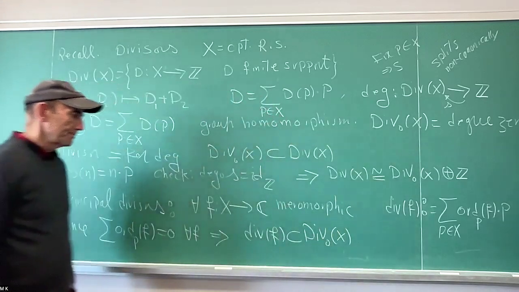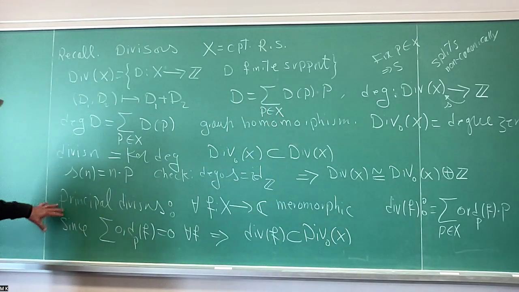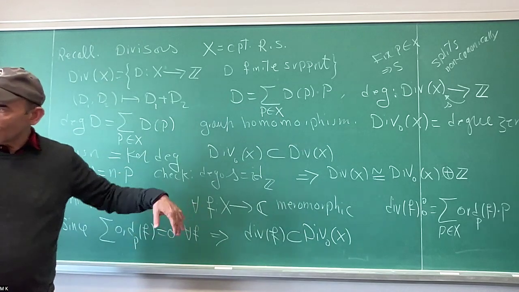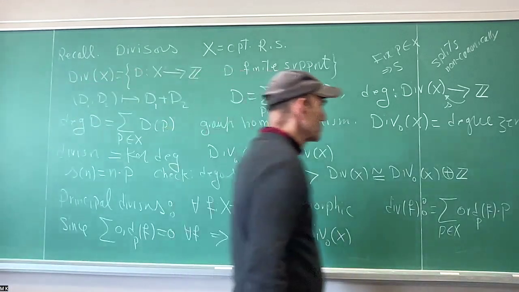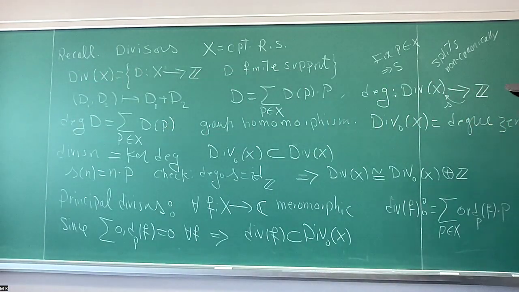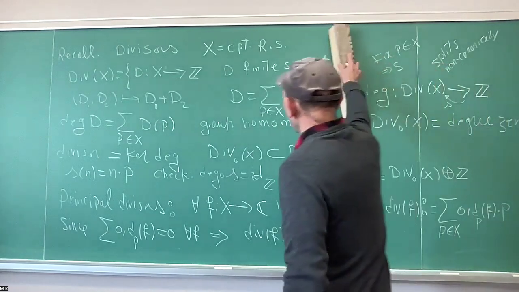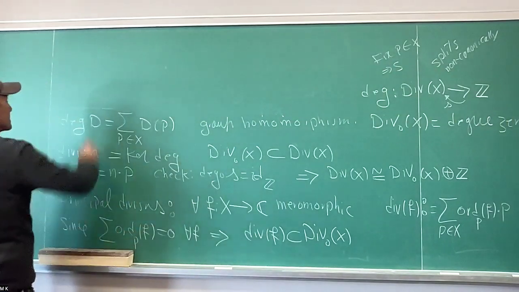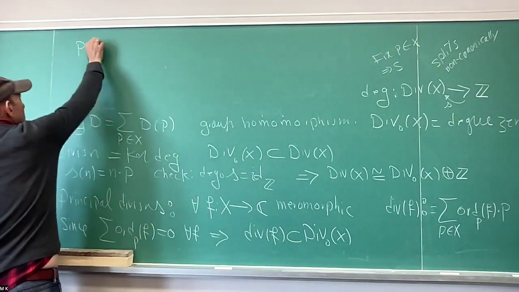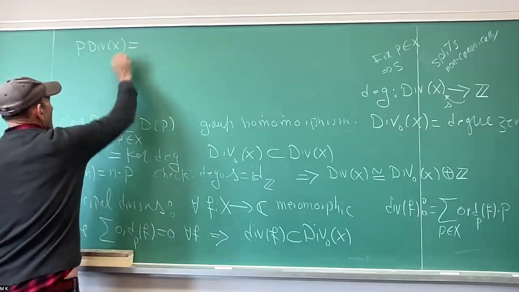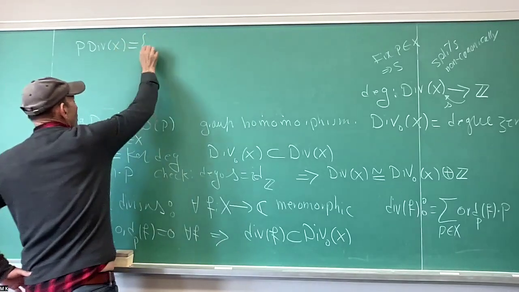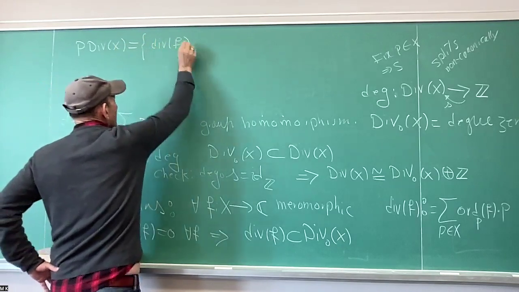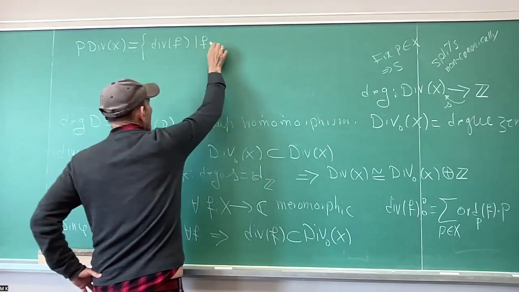These are degree 0, right? And then I define principal divisors to be exactly such divisors that are obtained as divisors of meromorphic functions, right? So let me now just recall today. I think we had a notation P div of X, this is the set of all divisors of the form div f, where f is meromorphic.